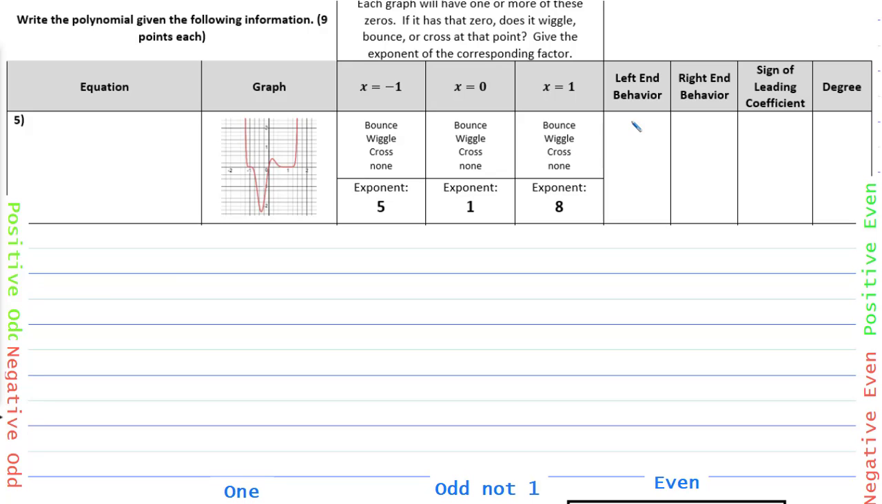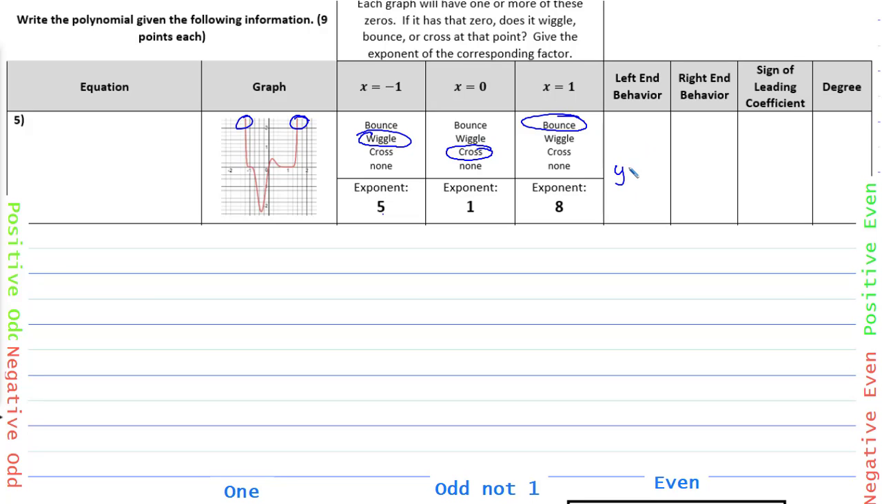So this time we're trying to go from the graph and the exponent information to create the equation. So let's go ahead and fill in what we know. If a 5 is the power of the exponent, that means it's odd but not 1, so it's a wiggle. If 1 is the power of the exponent, it's a cross, and if it's 8, that's even, so it's a bounce.